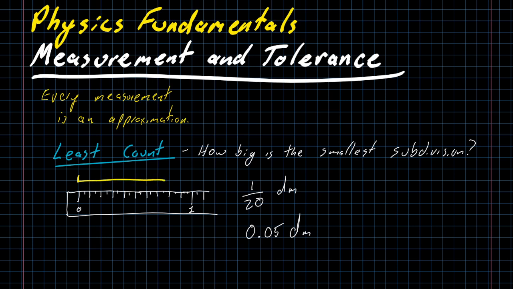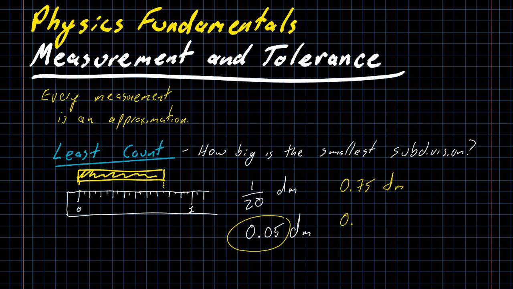So if I have an object that I'm measuring, and I very carefully line up the 0 point, and it comes over to some spot, let's say here, well, it looks like that's 5, 10, 15, 20, 25, 30, 35, 40, 45, 50, 55, 60, 65, 70, 75. So the measurement of this yellow bar is 0.75 decimeters. Because the least count is 0.05, that gives us how far off might we be.